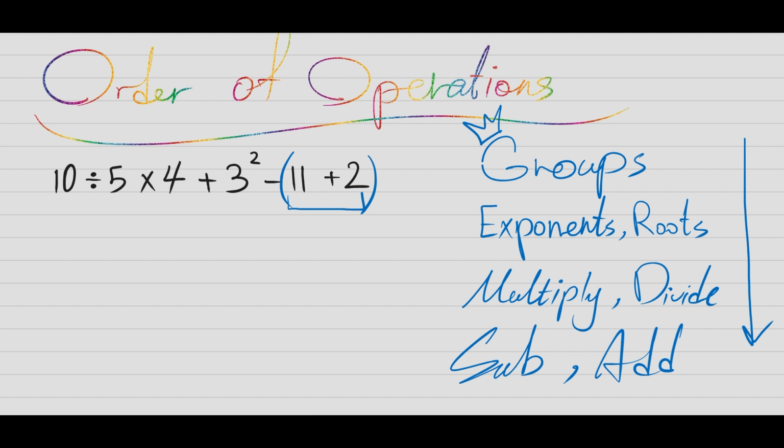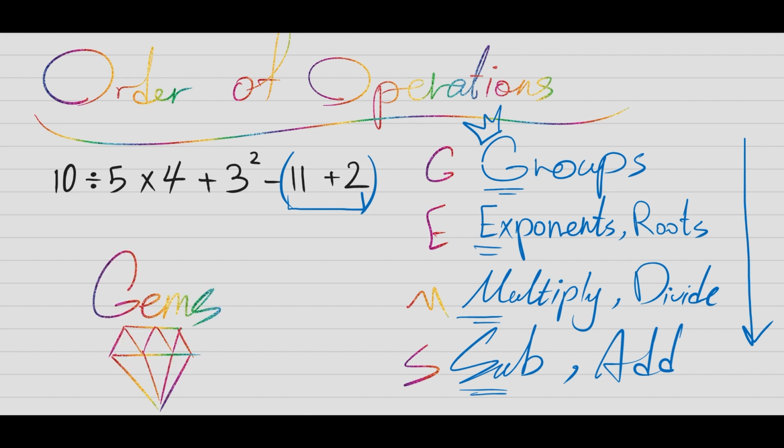There is a very easy way to remember order of operations, and that is taking the first letter of each word. We get G, E, M, and S, which is GEMS. So let's pick our GEMS and use it to solve the expression up here.